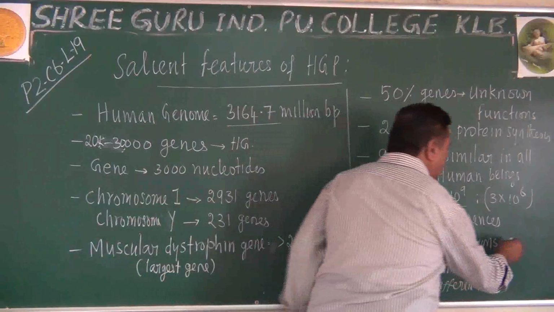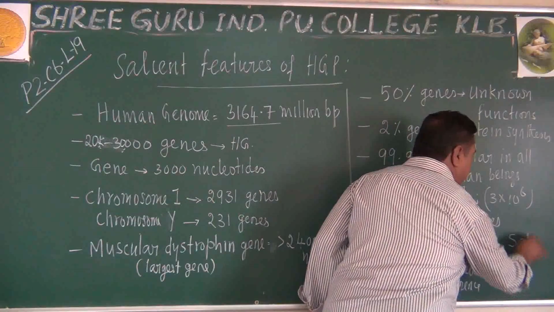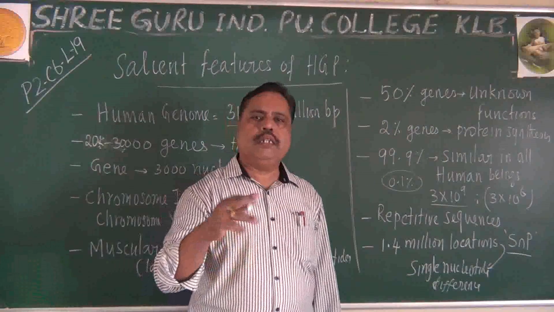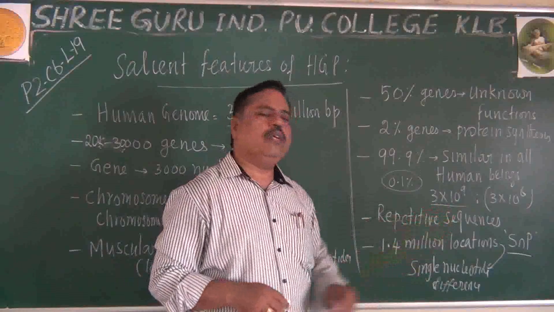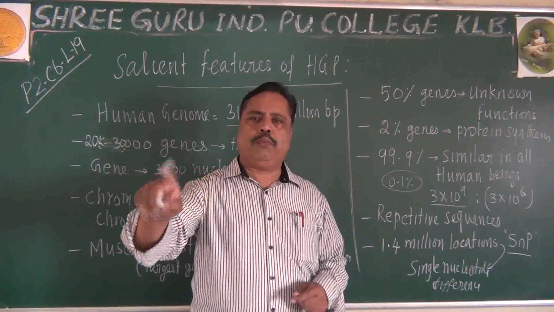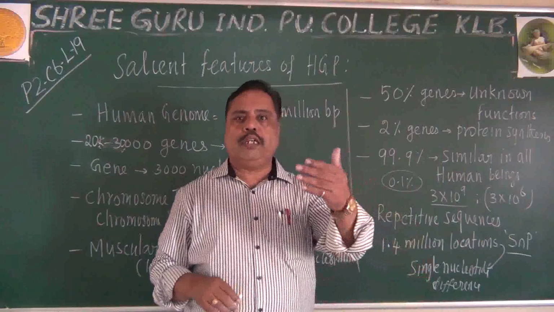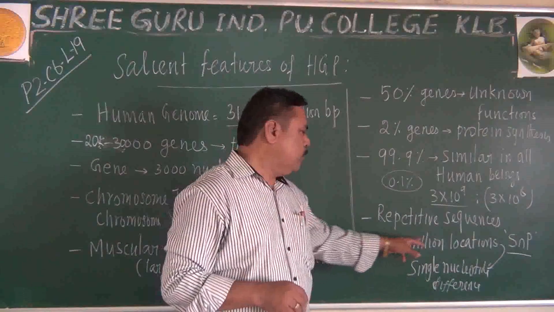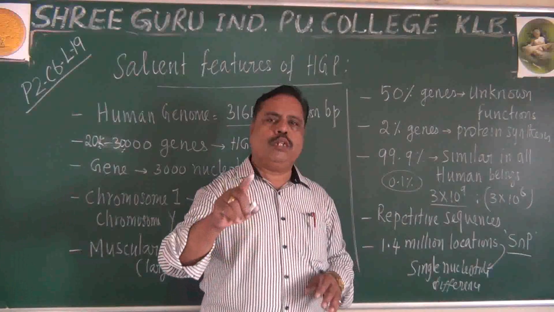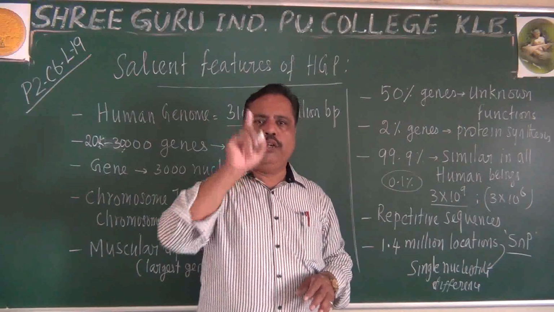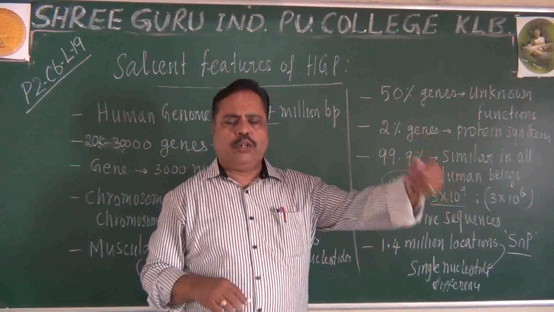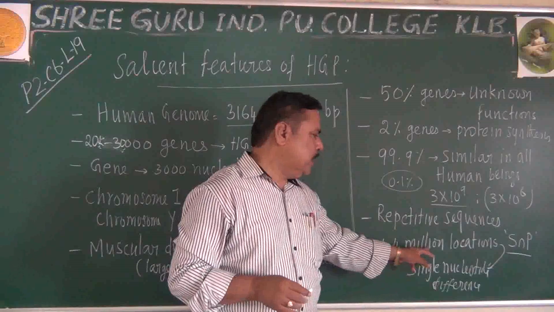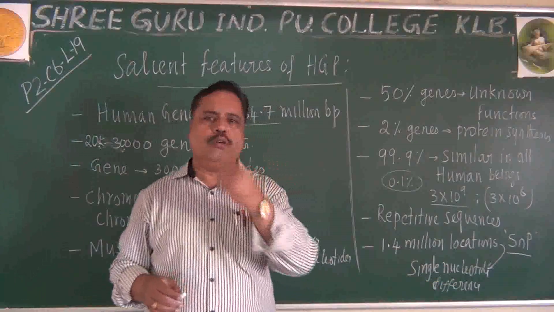Those areas are called single nucleotide polymorphisms, or SNPs. SNP refers to what? Single nucleotide polymorphism. So in how many areas are we showing only one nucleotide difference? In 1.4 million locations, we show the difference with reference to only one nucleotide. There may be a 2 nucleotide difference or 10 nucleotide difference, but that is different. In so many large areas, we differ by only one nucleotide.